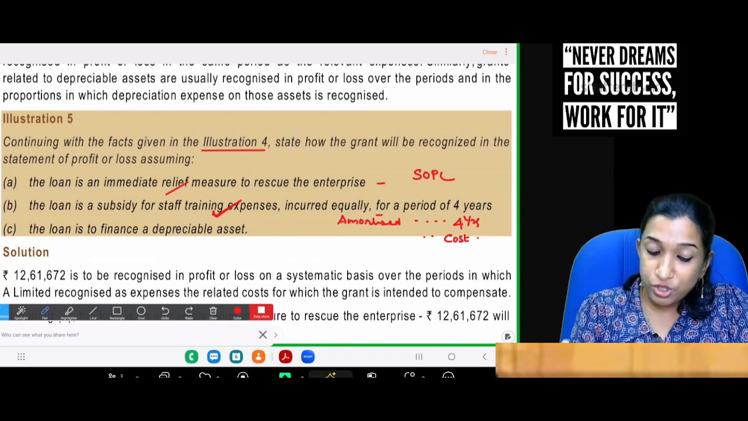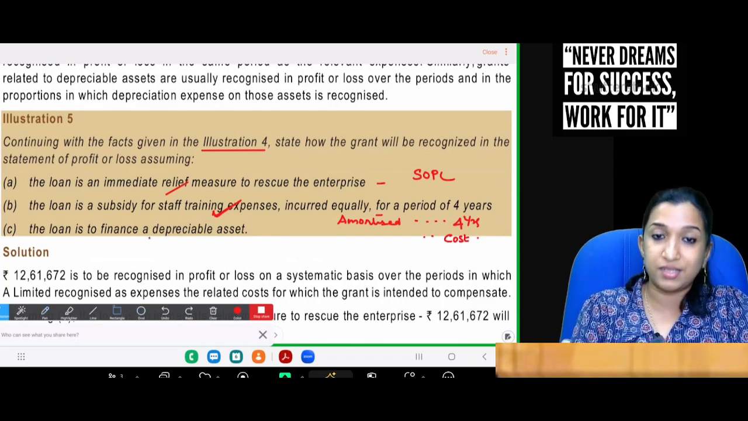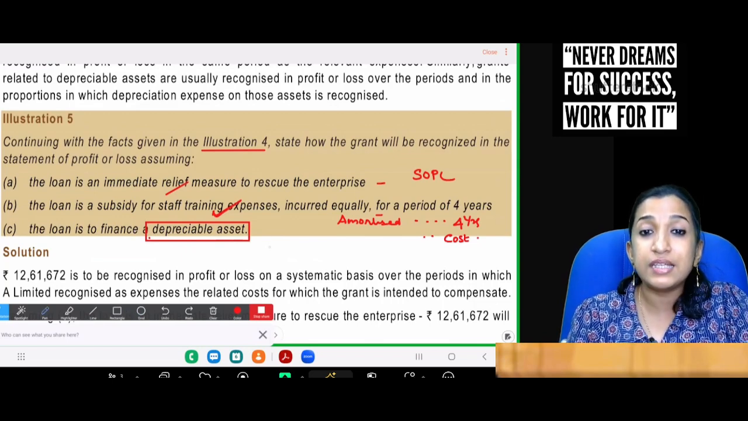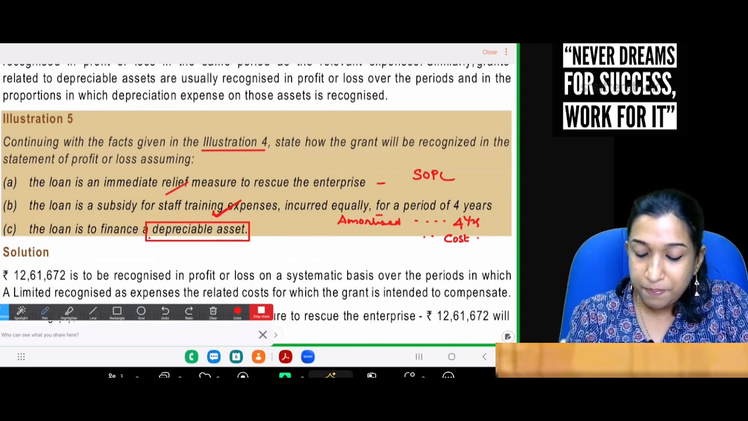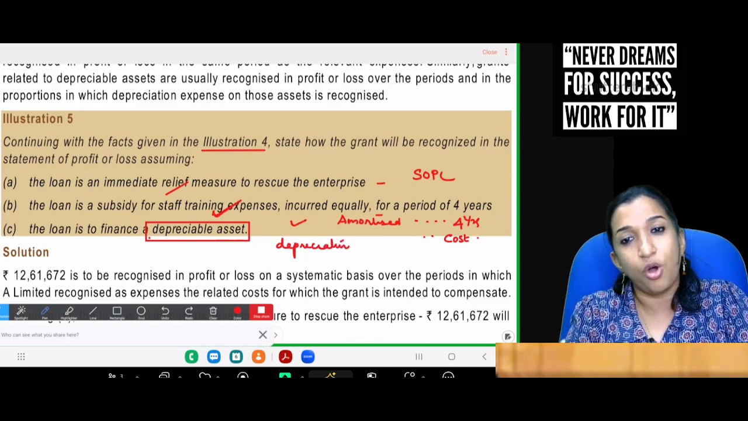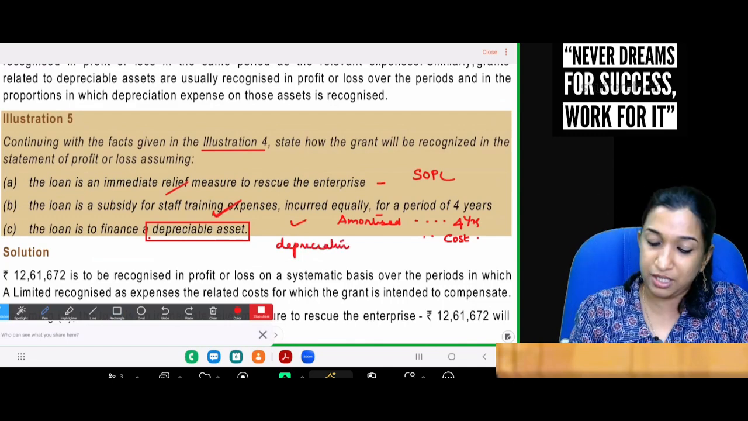Okay. If the loan is to finance a depreciable asset, then amortize in the ratio of depreciation. Deducted from the cost of asset or amortize in the ratio of depreciation.